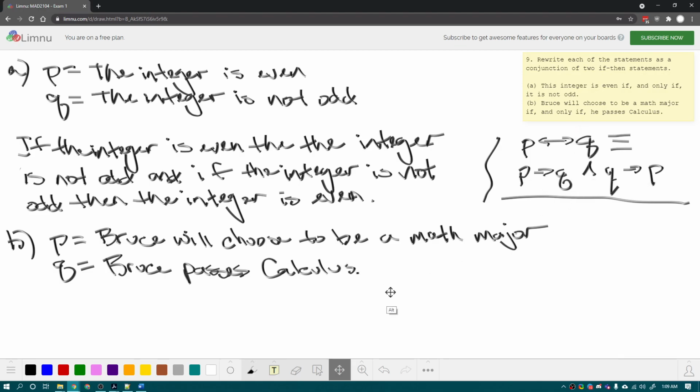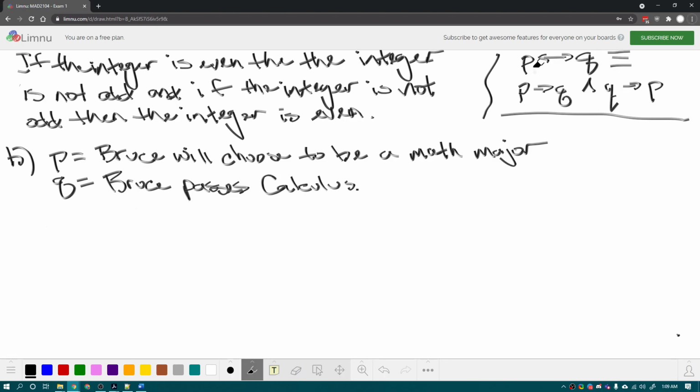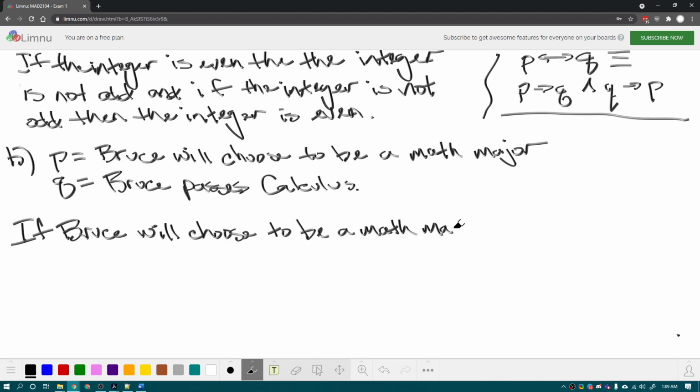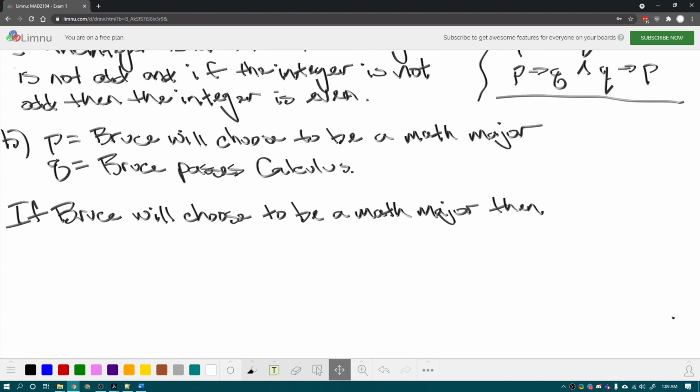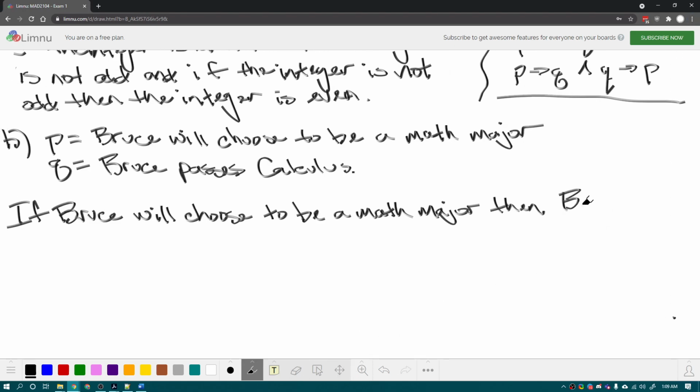And so now let's write our conjunction of two if-then statements. We'll start with if P then Q. P is this one, so if Bruce will choose to be a math major, then Q, right? And Q is Bruce passes calculus.